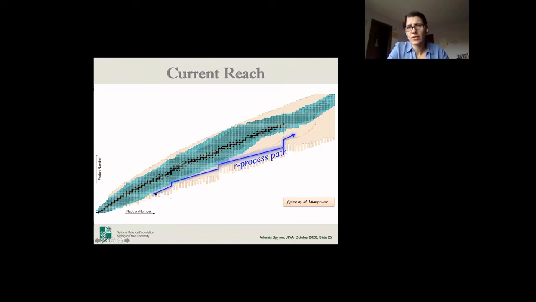Maybe we're touching a little bit here and there, but the majority we're not there. And that's why we want to build a new facility. With a new facility, we can extend the reach. We can make more neutron-rich isotopes and extend here to the right so that we can actually reach the nuclei that matter most in the r-process.